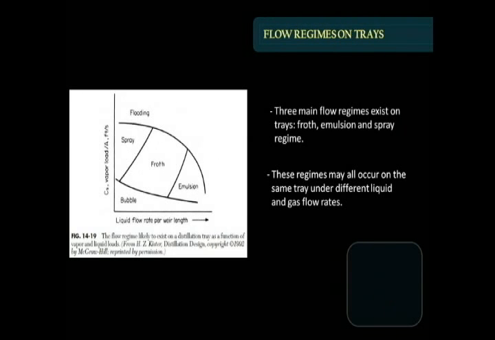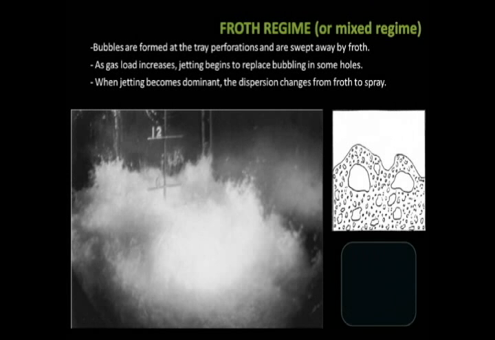Three main flow regimes exist on industrial trays: the froth, emulsion, and spray regimes. These regimes may all occur on the same tray under different liquid and gas flow rates, as shown in Figure 14-19 of Perry's Chemical Engineering Handbook, 8th edition. Froth regime, or mixed regime, is the most common operating regime. Each perforation bubbles vigorously, and the bubbles, of non-uniform sizes and shapes, circulate through the liquid rapidly and travel at varying velocities. The froth surface, mobile and not level, is generally covered by droplets. Bubbles are formed at the tray perforations and are swept away by the froth.